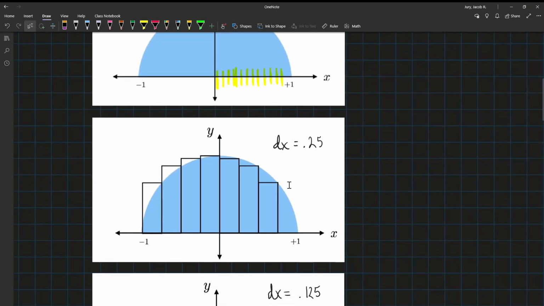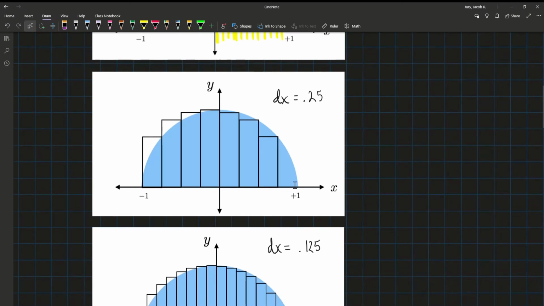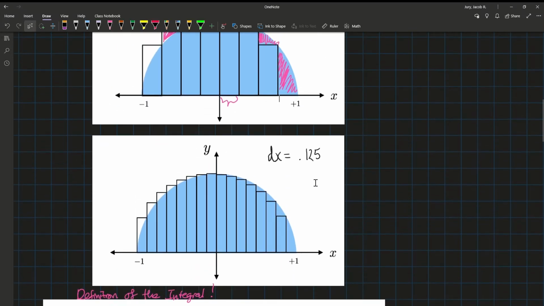Now, what if we were to take the change in x to be 0.25? So we have these 8 rectangles. We don't actually have an infinite amount of rectangles defined by a really, really small delta x like we had in that notation up there. Well, we would get some gaps, and we could maybe move those gaps around to fill in this whole area under the curve, under this semicircle. But that would be a little tricky.